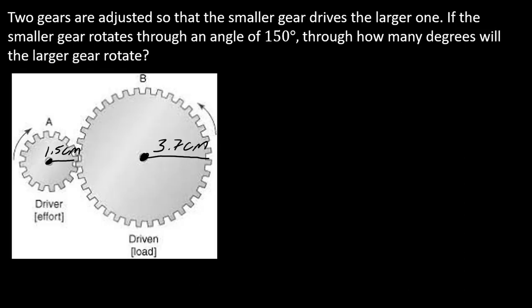Okay, for this last one, maybe a little tricky. Two gears are adjusted so that the smaller gear drives the larger one. If the smaller gear rotates through an angle of 150 degrees, how many degrees will the larger gear rotate? You really need to know a little bit about the gears. The smaller gear, you have to be told this, in this case is going to be 1.5 centimeters. The larger gear will be 3.7 centimeters.